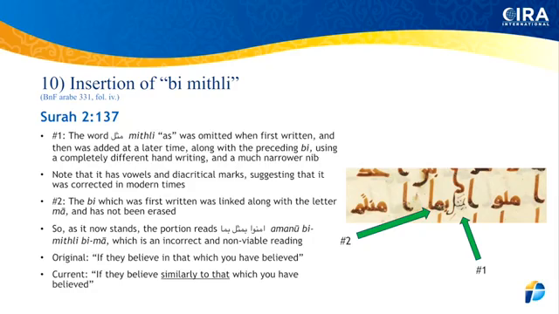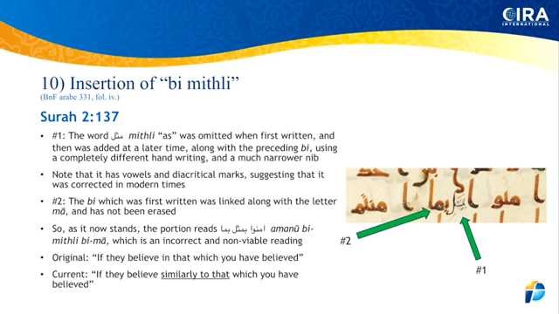This is correction number 10, number 10 in the book. We're going by the sequence that's in the book. This is again from the Petropolitanus, the manuscript in the Bibliothèque Nationale in Paris, France. This is the book that François Déroche has been responsible for. We're looking specifically at Surah 2, Ayah 137, Chapter 2, verse 137.